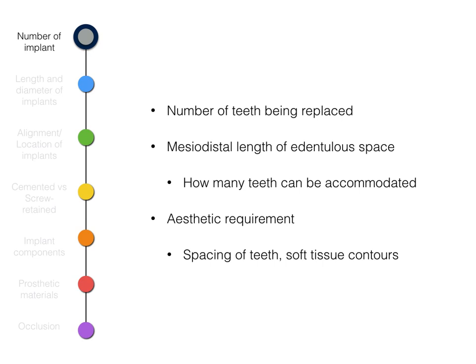So how many teeth can really be accommodated in the missing tooth area to get full function and esthetics is very important. The third part is the esthetic requirement. The spacing of the teeth and how to contour the soft tissue also relate to how many implants you are going to place.